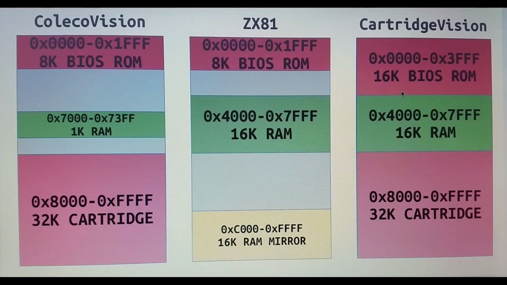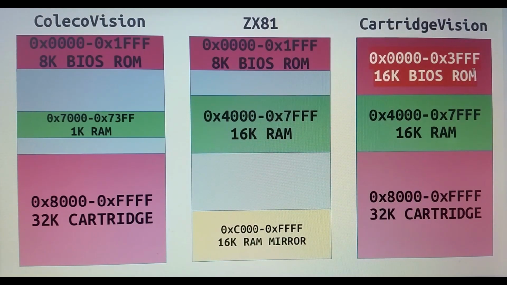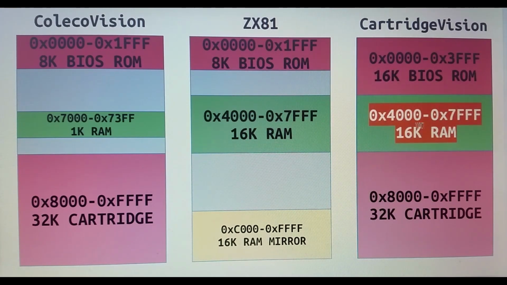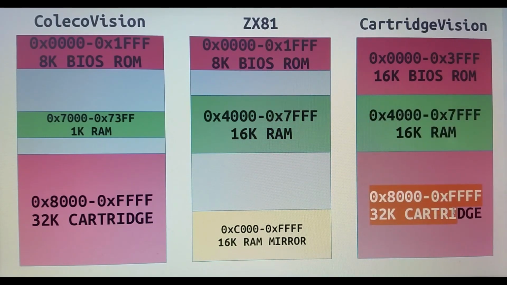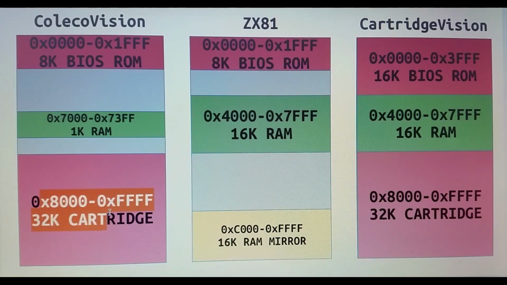So this is the memory map which I showed in my last video, comparing the ZX81 memory map to the ColecoVision and my ColecoVision computer, which I call CartridgeVision. And it showed that when my computer starts up, it has a 16K ROM image at the top of memory, which is selectable as one of 4 ROM images. And then below that, or above that I should say, it has 16K RAM. And above that it has a 30K cartridge slot, which is for compatibility with the ColecoVision, so I can run ColecoVision cartridges.